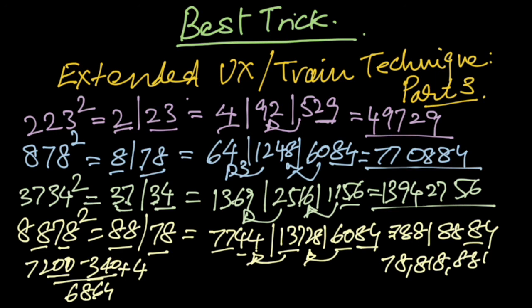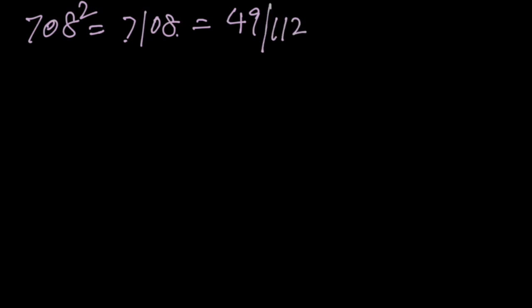Now, for numbers where tens or hundreds place is 0, it becomes even more easy. So, let us take some examples. Take 708 square. So, we do 7 and 08 split. So, this becomes 49, this becomes 56 times 2, 112, and then this is 64.